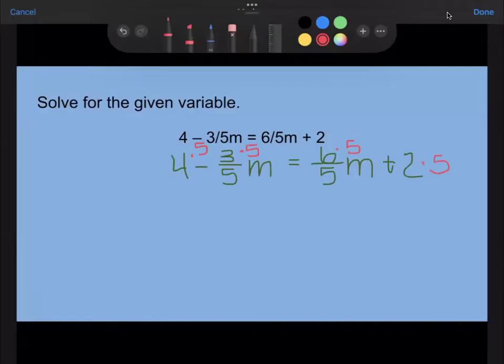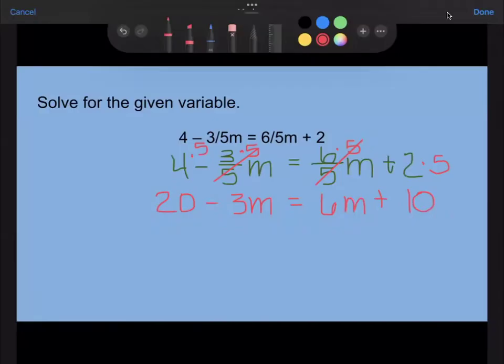Okay, so 4 times 5 is 20, minus, and then these 5s will cancel, leaving me with 3m equals, again, these 5s cancel, so that's 6m, and then 2 times 5 is 10. So that's what I'm left with here. 20 minus 3m equals 6m plus 10. That is an equivalent equation to the one we were given, but involves no fractions.